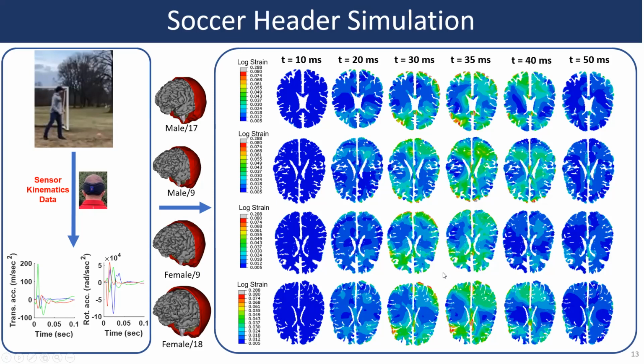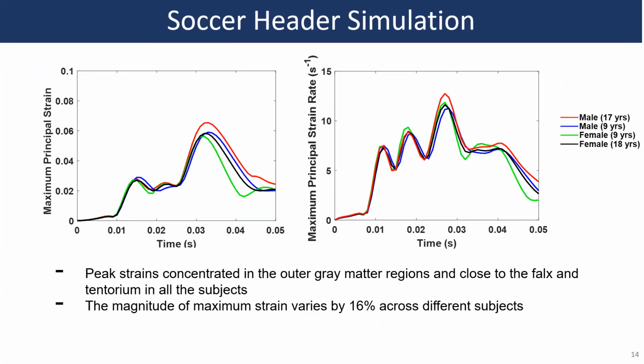And we can go ahead and do a lot of in-depth analyses, but today I'm just going to show more of a global comparison. Global in the sense of the entire brain rather than region specific. So in this plot here, this is the maximum principal strain in the entire brain, and how that is changing with time for different subjects. Here, all these curves are for 4 different subjects. And the similar plot on the right is the maximum principal strain rate and how that is changing with time.